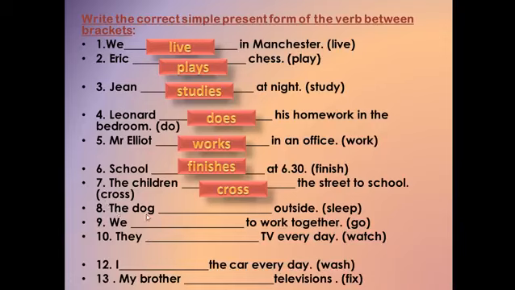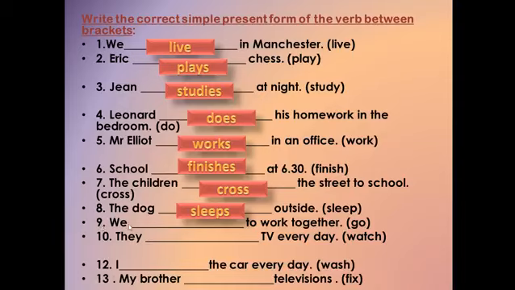Number 8. The dog outside sleep. So the dog sleeps outside. Why sleeps? Because here my subject is it, the dog, and the verb here, does it end in any special letter? No, it's simply sleep. So I simply add an S in the present simple. So the dog sleeps outside, and this is a permanent situation, so I use the present simple.